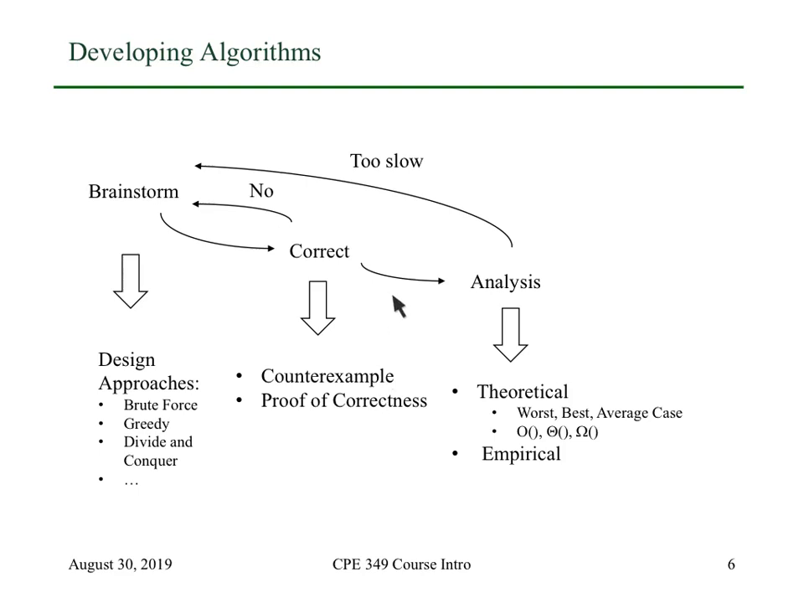As you can also see on this slide, there's no straight line from brainstorming through correctness to analysis. Many times you'll have to go back and re-brainstorm, come up with a new algorithm, or once you do the analysis of its performance, you might say, well, it's too slow, and you have to go back again and do the brainstorming and correctness and analysis once again.